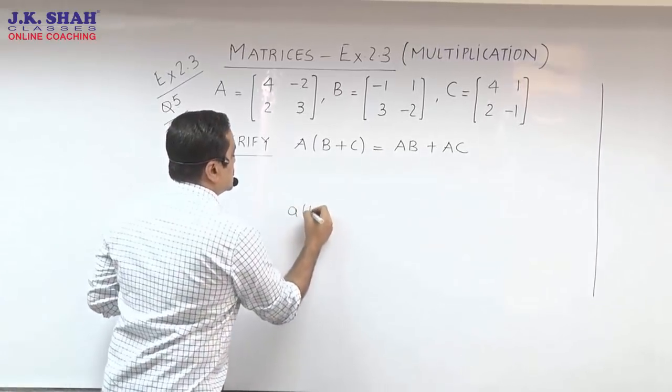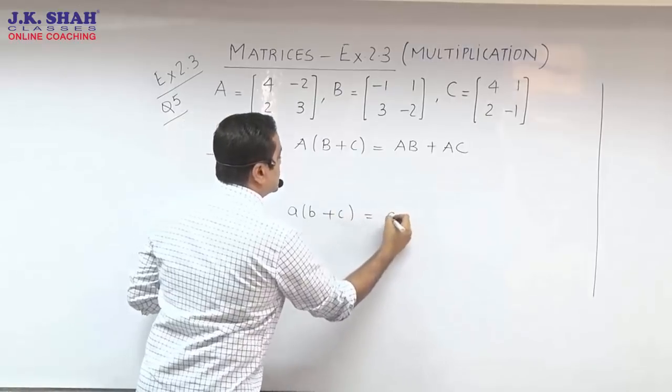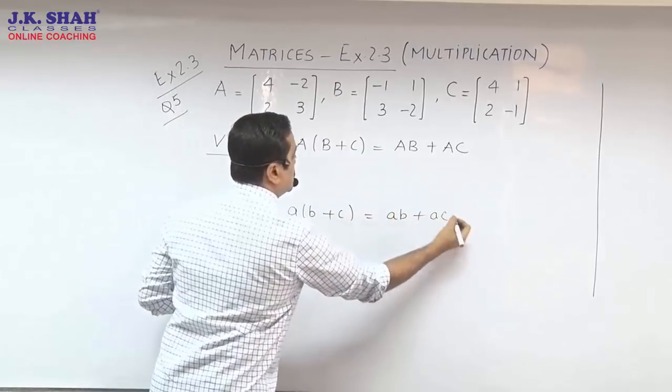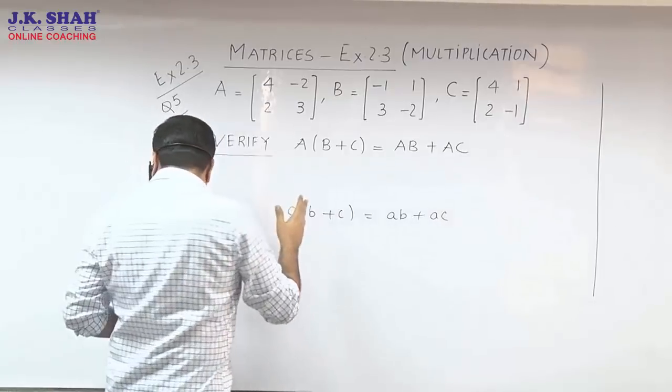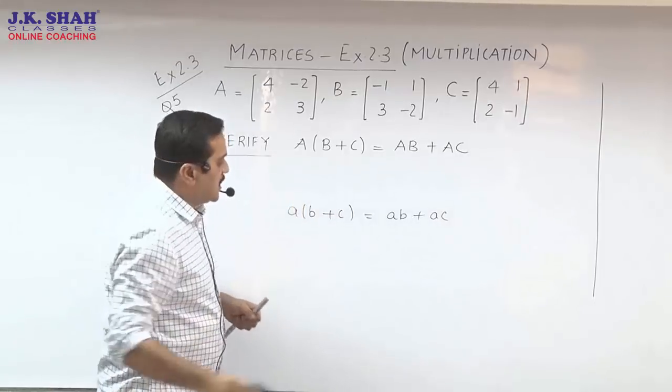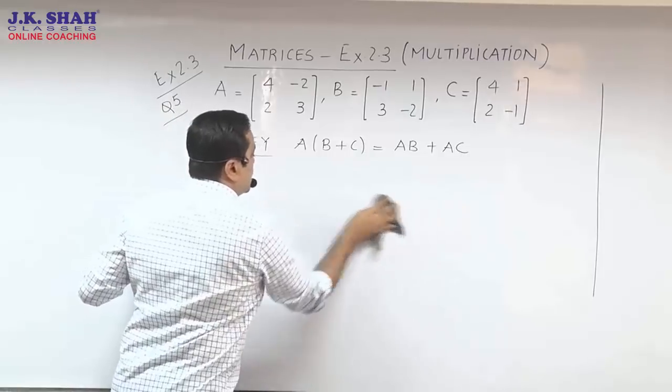A into B plus C, you open the bracket and write AB plus AC. No, that's called the distributive property. If we succeed in proving this, then that means even matrices follow a few rules of algebra.